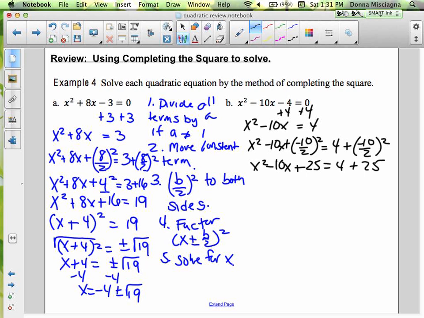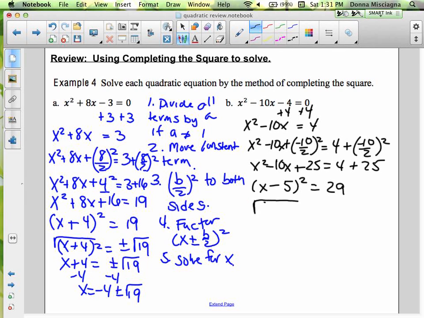This is also going to be one that isn't going to simplify much at all. We can factor x squared minus 10x plus 25. It's going to be x, this time minus because the 10x is negative, and half of 10, or the square root of 25, is 5. And it's x minus 5 times x minus 5, or x minus 5 squared, equals 29.